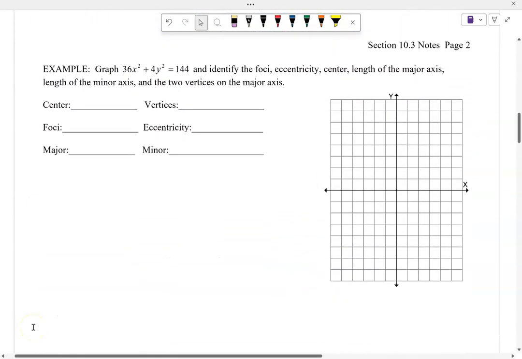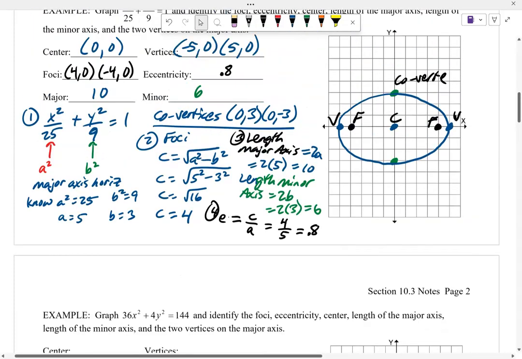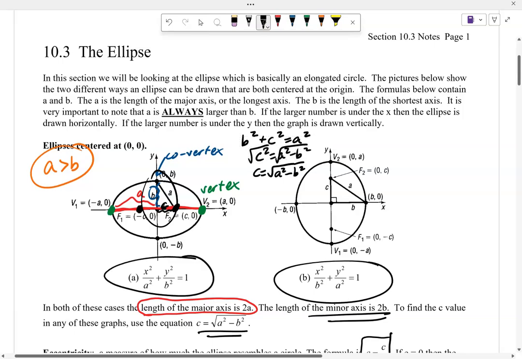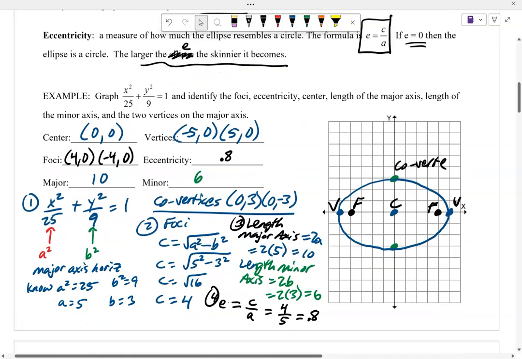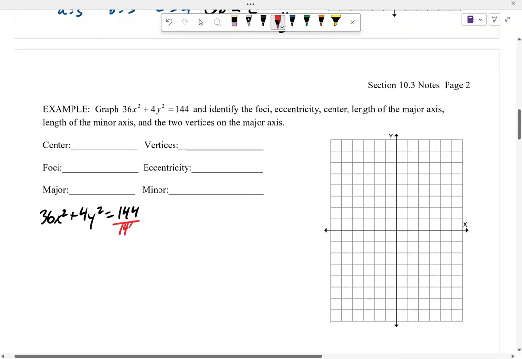This next one, see how I've got 36x squared plus 4y squared equals 144. Notice it is not equal to 1. I need it to be equal to 1, right? If I look back on these, notice they're equal to 1. So let's force that. Let's divide everything by 144.